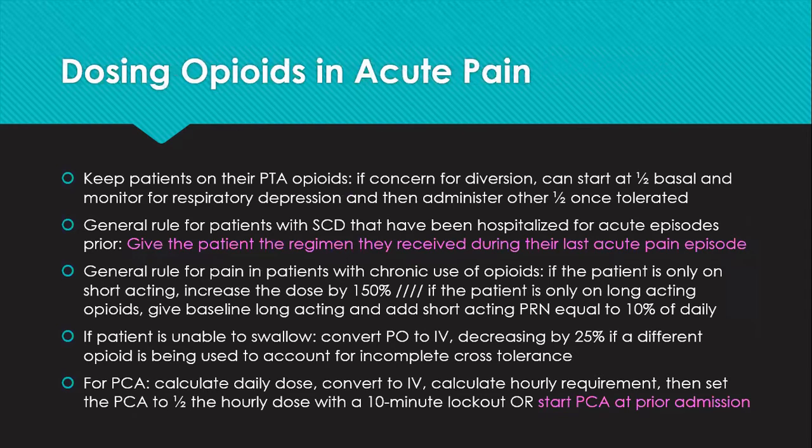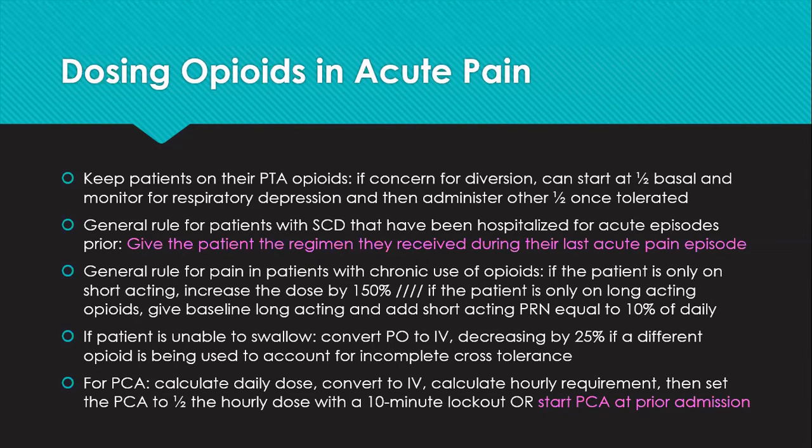So this is sort of a busy slide, but I wanted to give myself and then teach just a little bit on dosing in acute pain. In the next couple of slides with dosing and then transfer back to PO, I'll discuss sickle cell disease in acute pain episodes, but also people that come in with acute pain episodes that are on chronic opioids. And in general, they follow the same rules. It might be numerically a little different ways to do it, but I think the philosophy is the same. So in general for this, keeping these patients on their PTA opioids.